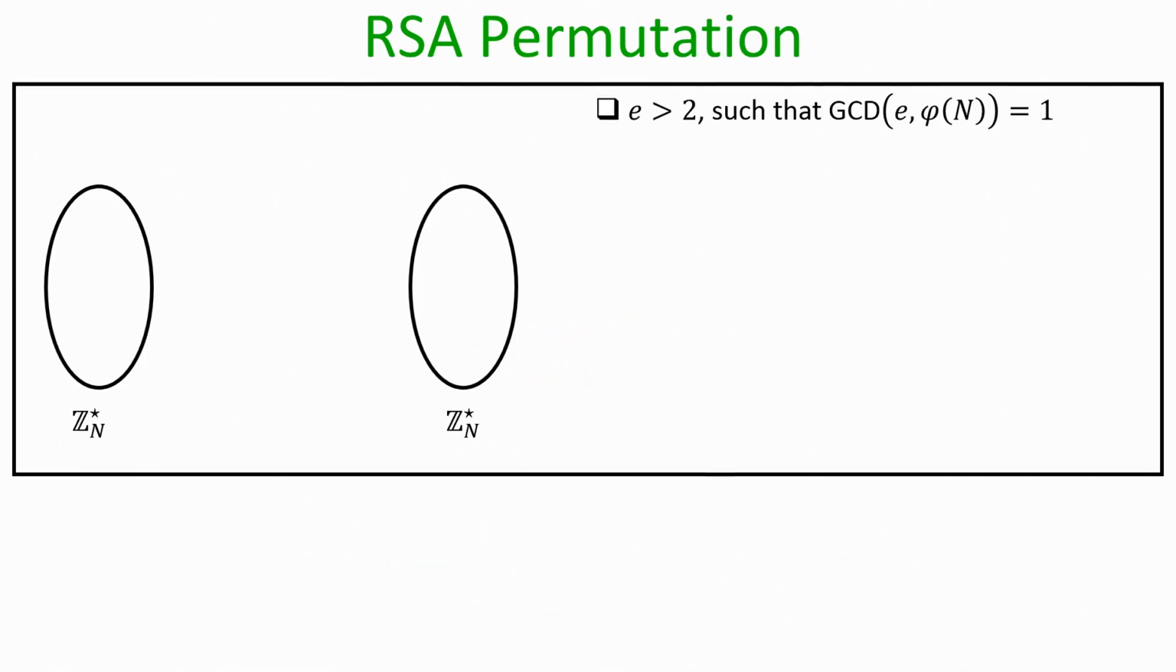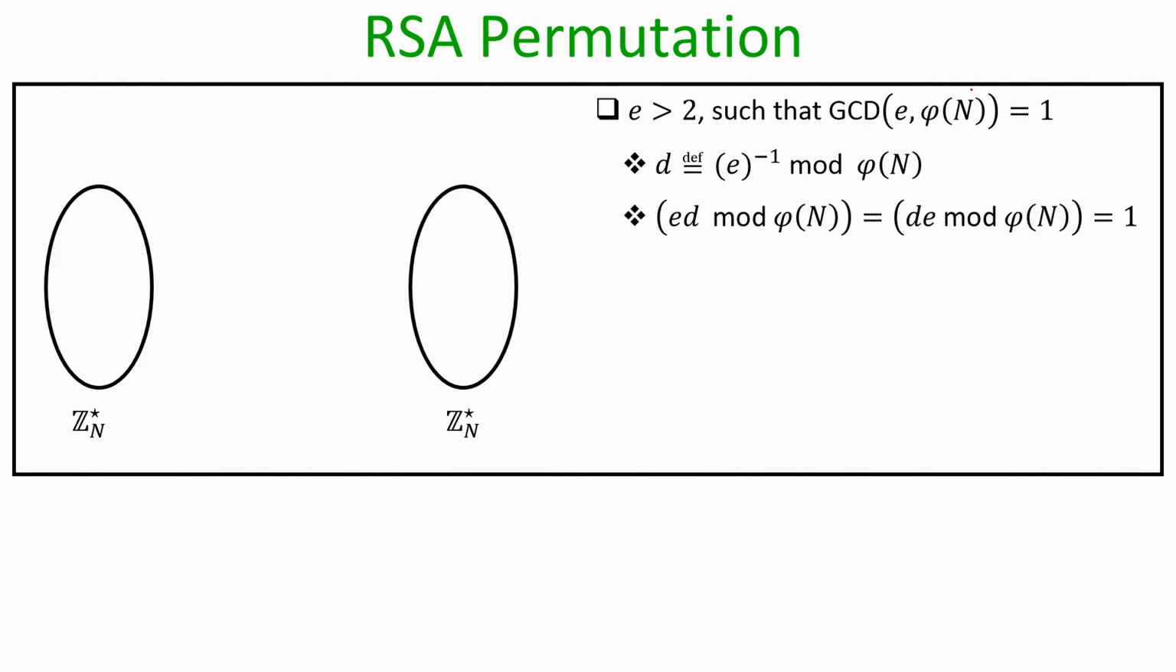This RSA permutation is a mapping from the set Z n star to Z n star. The way this permutation is defined is as follows. Imagine you are given an exponent e which is greater than 2, such that the exponent e is co-prime to your value phi of n. I stressed it is co-prime to phi of n, not to n. Now, a well known fact from number theory is that if you have an e which is co-prime to phi of n, then you can find the multiplicative inverse of that e modulo phi of n.